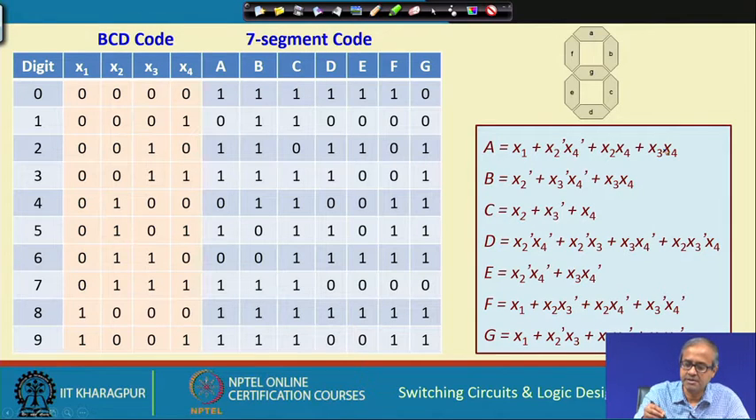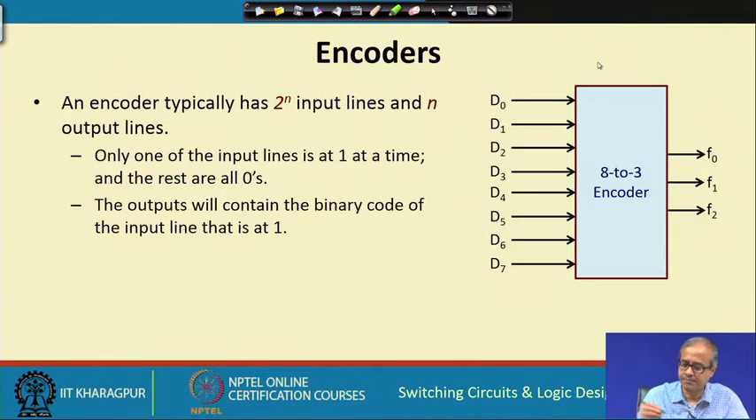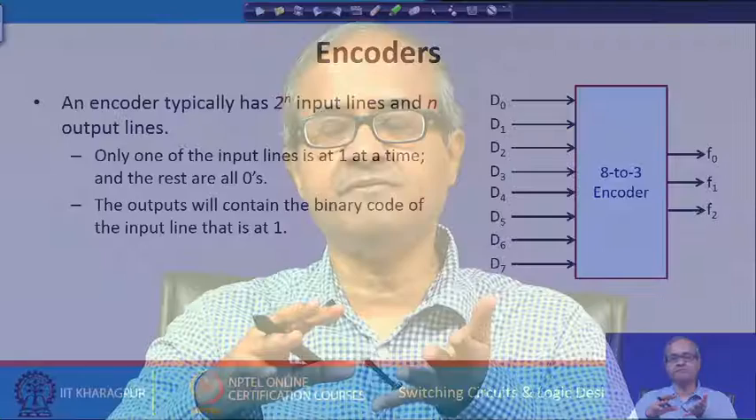Okay. Let us move on. Next, let us come to a circuit which you can call a reverse of the decoder. I call it an encoder. There are many inputs, there are few outputs. Depending on which input is activated, I am assuming only one of the inputs is active at a time. So, the output will contain the binary code of the input that is active. Let us see how it works.